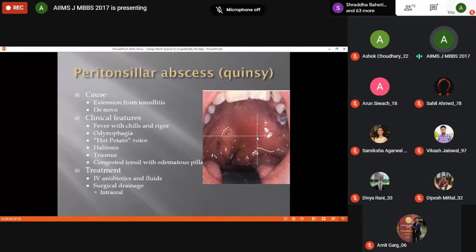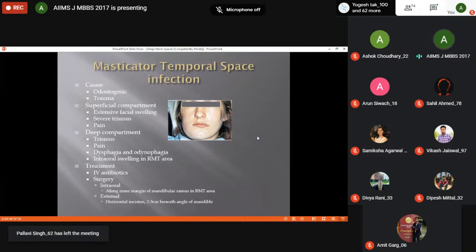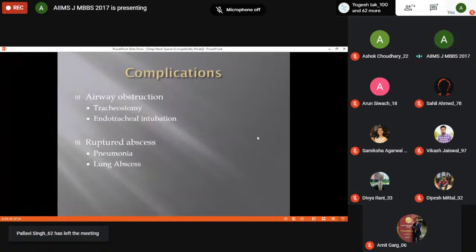So what can we do? What are the areas? There are 2 points. One is at the most fluctuant area. The other is the anterior tonsillar pillar. Draw a line from the anterior tonsillar pillar and a line at the base of the uvula. The point where these 2 lines meet, this area, you can make the point of insertion of the needle, or you can put a nick and drain the abscess. Masticator space infection is the same, no need to go into detail.